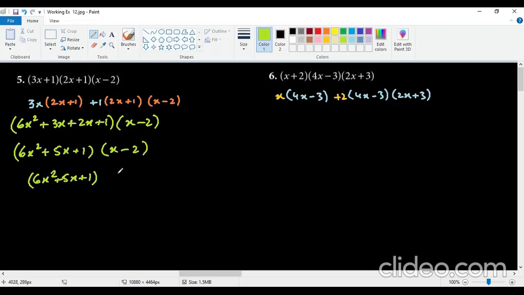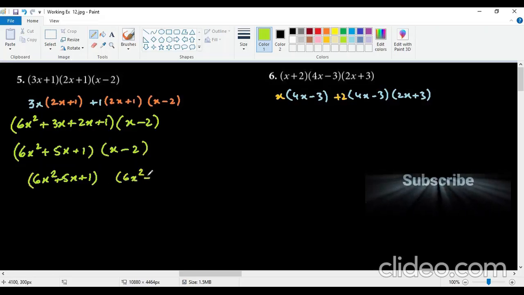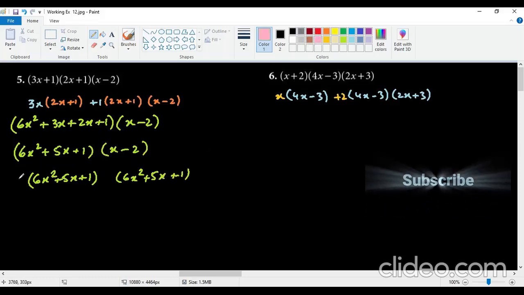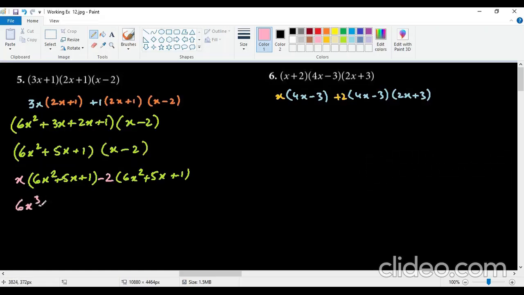Now I will write 6x square plus 5x plus 1 two different times. I'm writing this two times, and I will multiply first bracket with x and second by negative 2. So first one is going to give me 6x cube plus 5x square and plus x. This one from here is going to give me a negative 12x square, and minus plus is a minus. Minus 2 times 5 is a 10x, and minus plus is a minus 2.